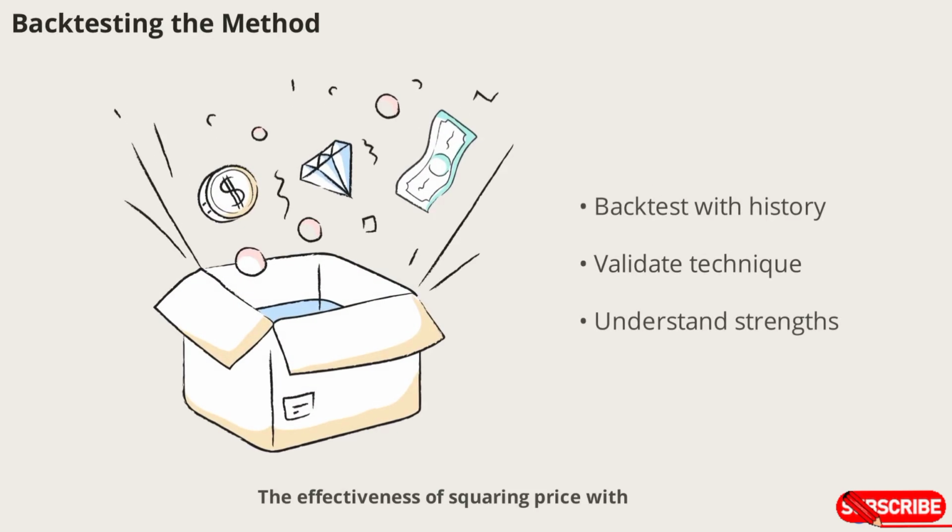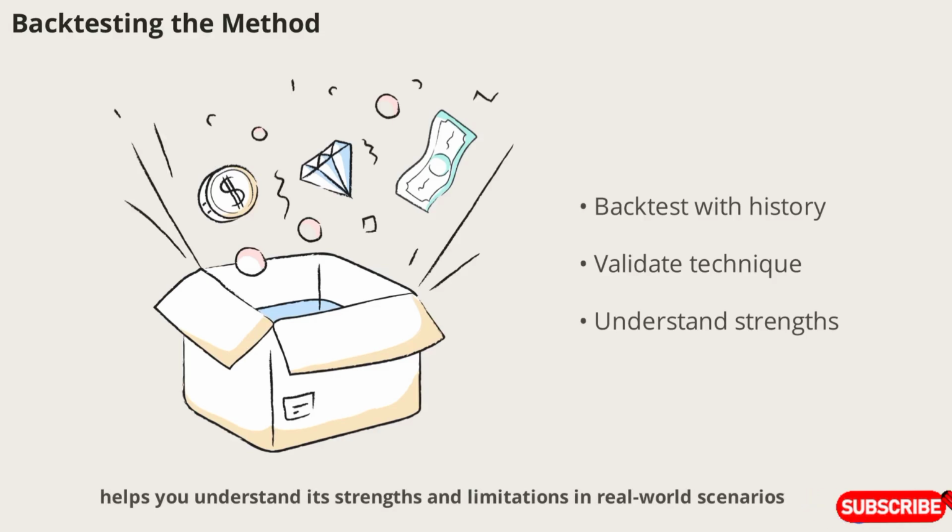The effectiveness of squaring price with price can be backtested using historical data. Many stocks and indexes reached all-time highs in 1999 and 2000, followed by bear market lows in 2002. By applying this technique to those periods, traders can see how well the calculated levels align with actual market turning points. This hands-on approach builds confidence in the method and helps you understand its strengths and limitations in real-world scenarios.